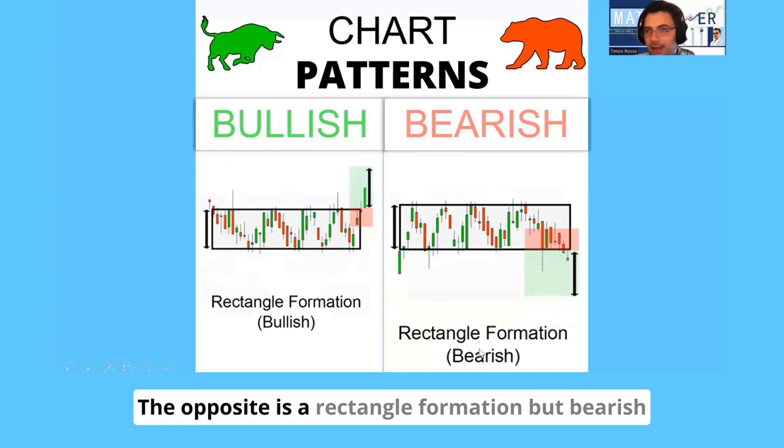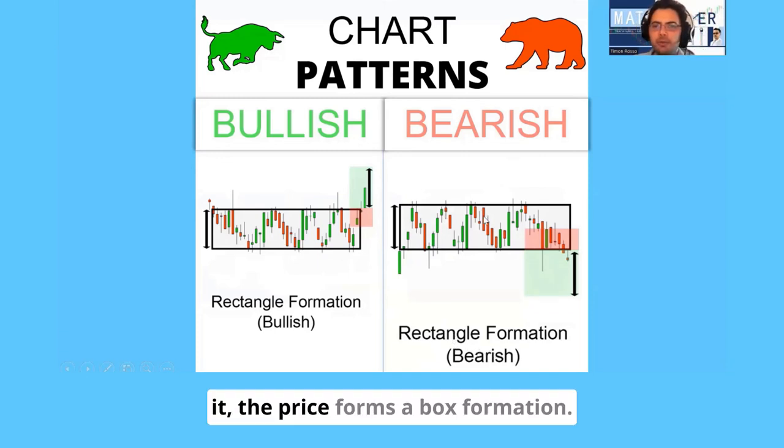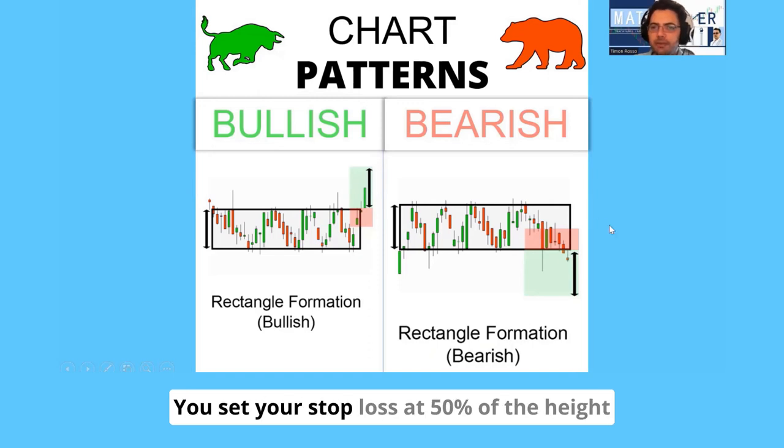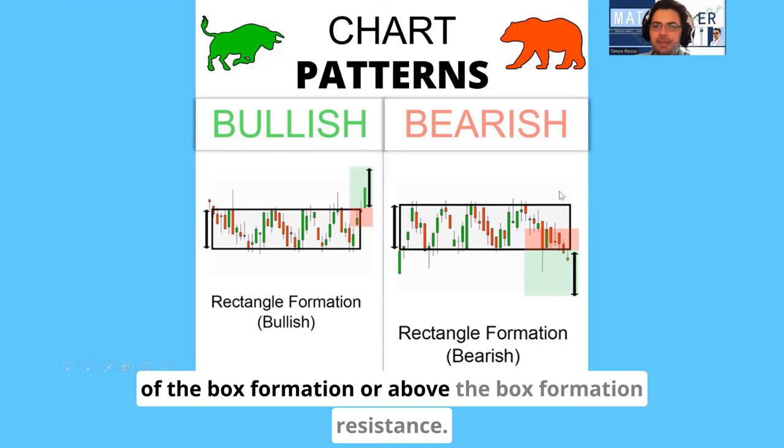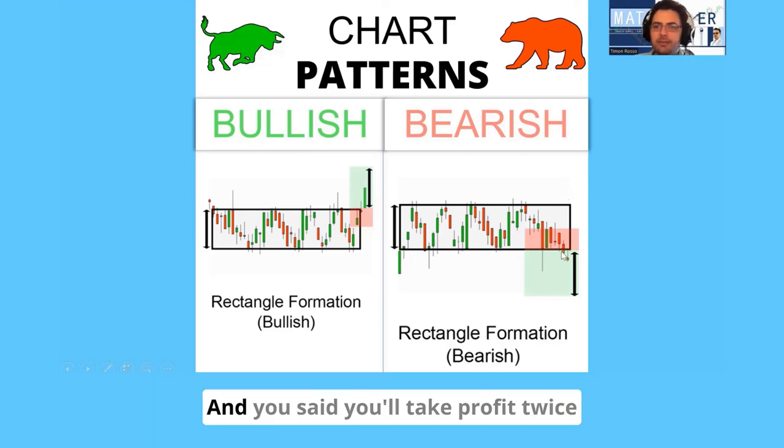The opposite is a rectangle formation, but bearish. The price forms a box formation, and instead of breaking up, it breaks down. You set your stop loss at 50% of the height of the box formation or above the box formation resistance, and you set your take profit twice as much that you're willing to risk.